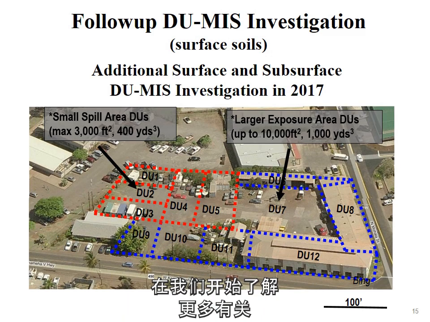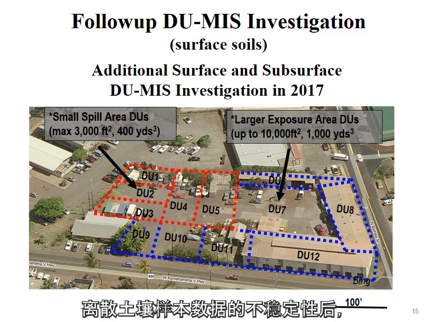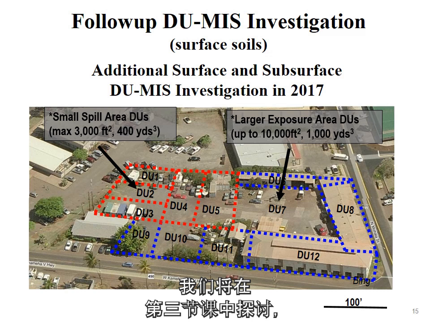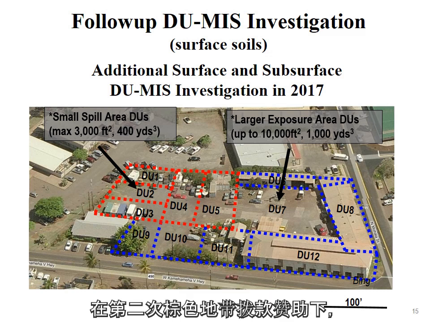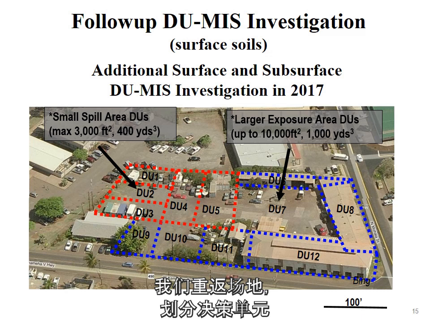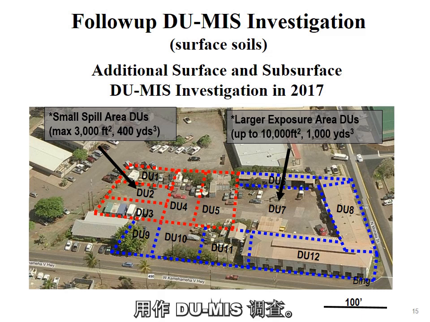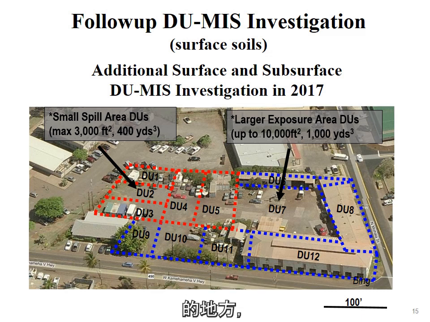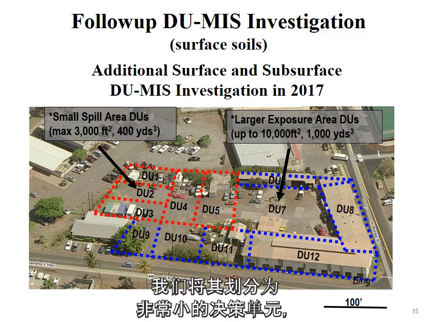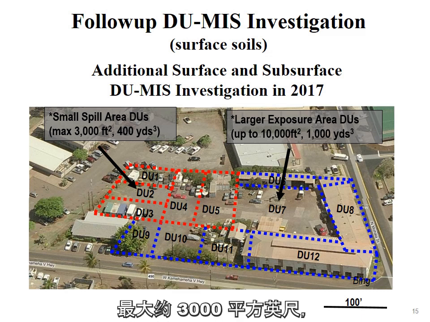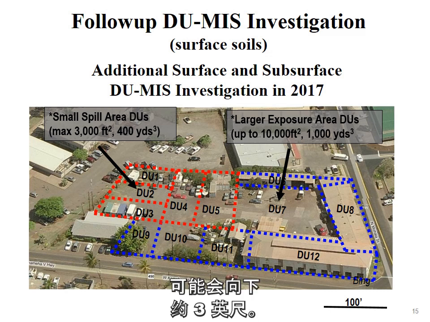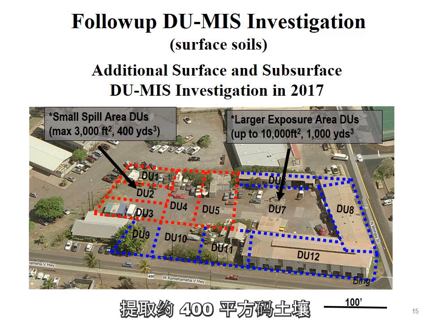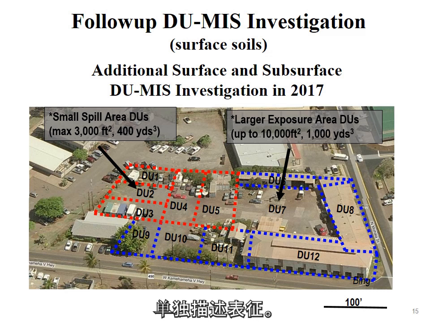Well, once we start learning more about the unreliability of discrete soil sample data, again, we'll look at that in the 3rd presentation. Under our 2nd brownfields grant, we went back to the site, divided into decision units for a DU-MIS investigation. Where we thought the contamination would be located especially, we split these up into very small decision units, maximum about 3,000 square feet. Going down, I think we're potentially going down to 3 feet here or so. So we're looking at about 400 cubic yards of soil for each one of these DUs characterized individually.